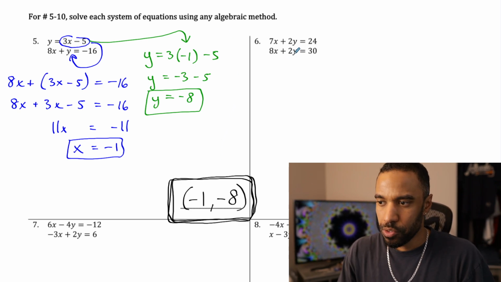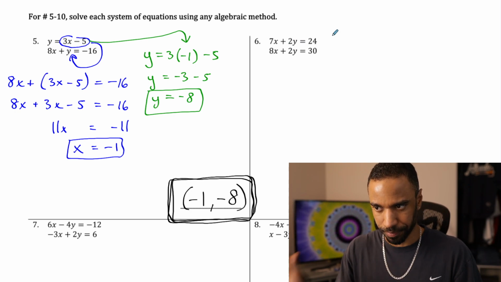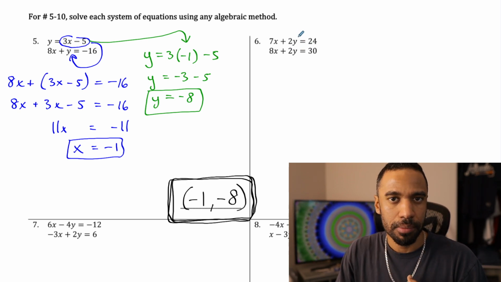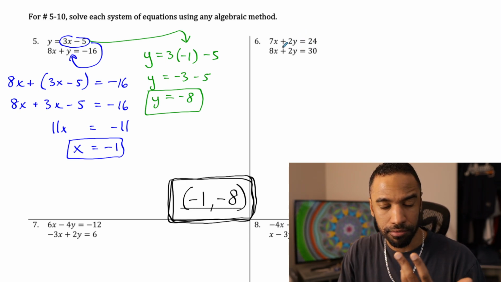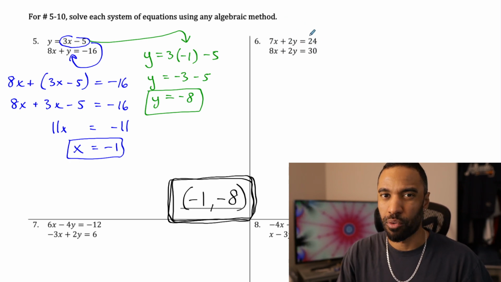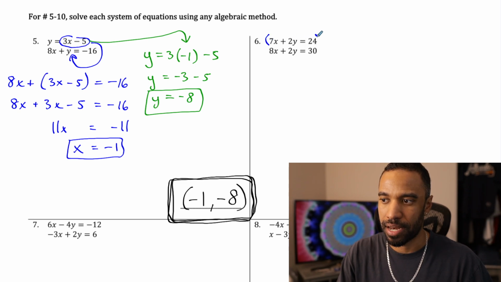Number 6. Now this one does seem a little more ready for elimination, doesn't it? If only the two y's, at least they're the same number. If only one of these was a negative 2y. I know some people go by subtracting outright. I'm going to try and avoid saying that. What I'll do instead, let's take the top equation and multiply by negative 1.